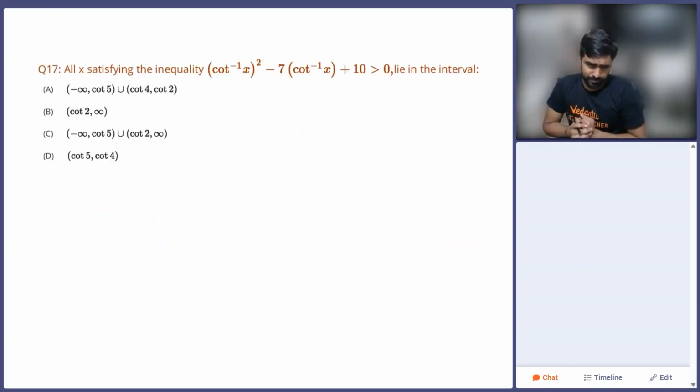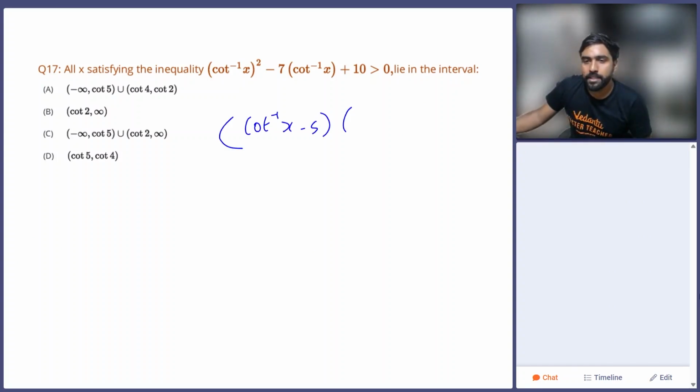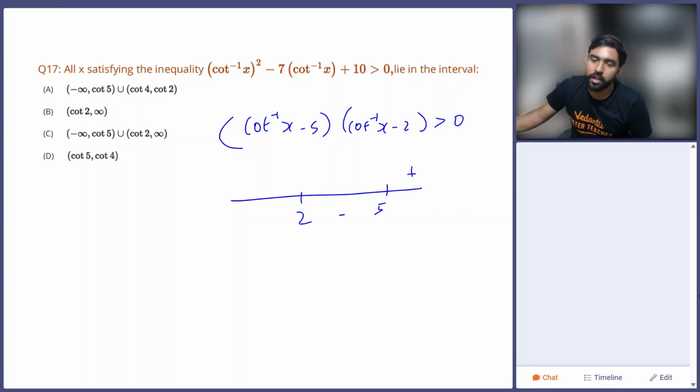Chalo, moving on. Find all the values of x which satisfy this inequality. Can we factorize this directly? Yes, we can. (cot inverse x minus 5) into (cot inverse x minus 2) is greater than 0. So you have the idea that either cot inverse x has to be greater than 5 or less than 2.